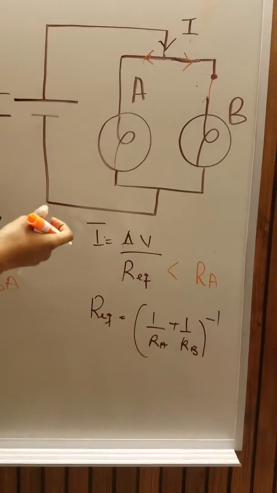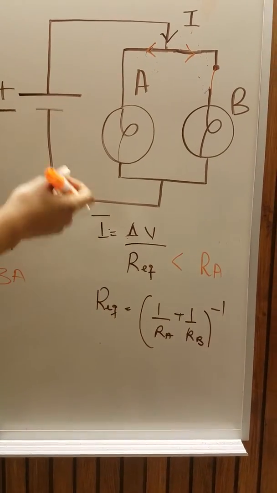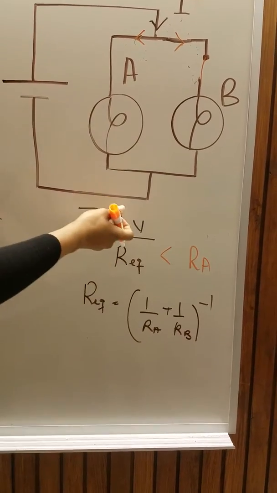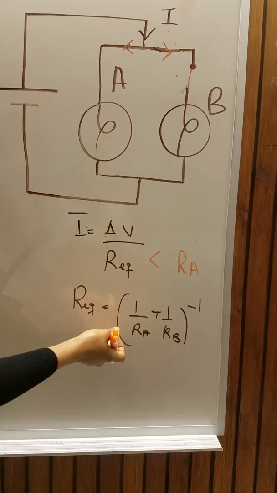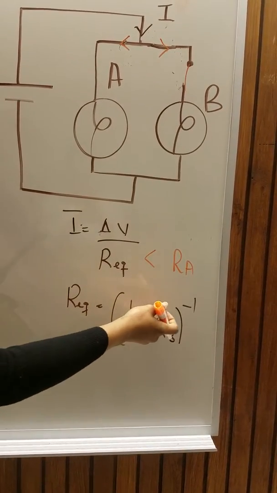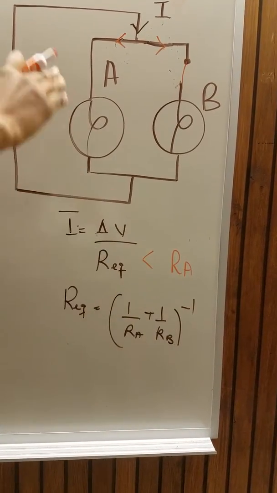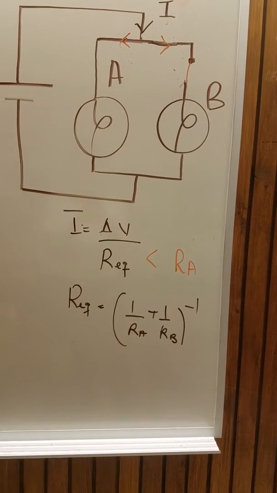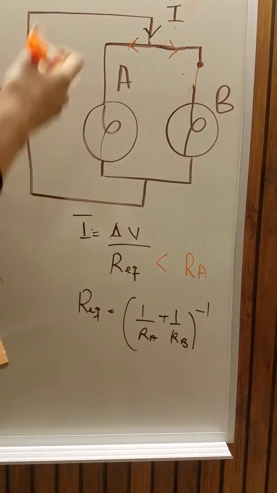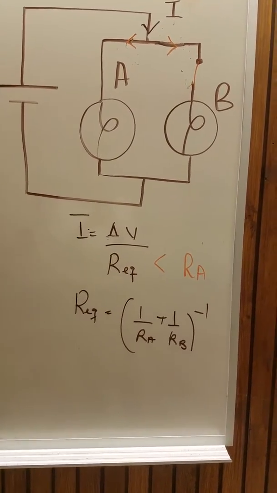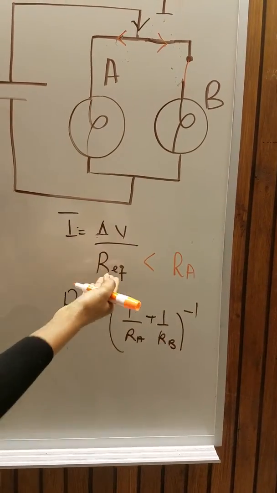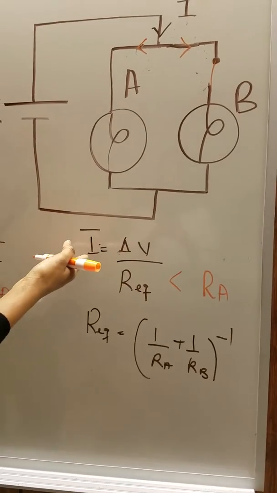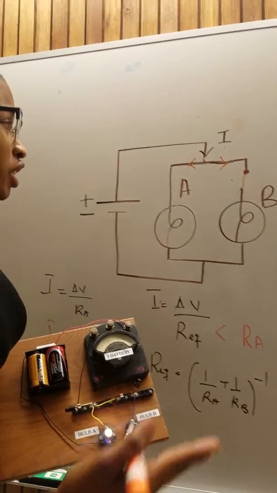So now let's find the amount of current that is going to go through it. The potential difference stays the same, and the effective resistance is 1 over R1 plus 1 over R2, raised to the power negative 1, because they are in parallel, and that's how you find the effective resistance of two elements in parallel. As you know, when these are in parallel, the resistance becomes smaller, which will cause the current to be double the initial amount.